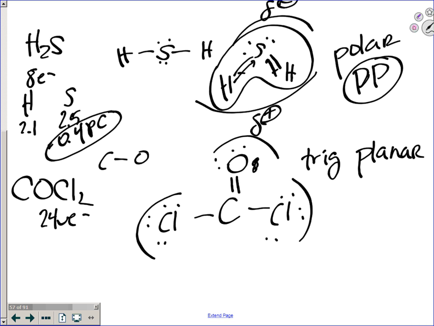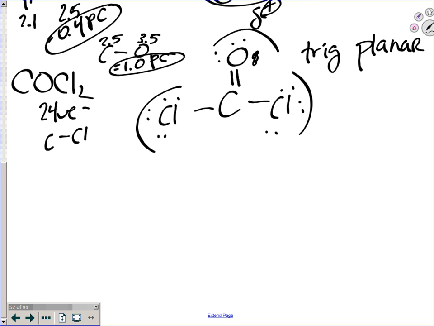Carbon is what? 2.5? 3.0? 2.5. Oxygen is a 3.5. So that is a 1.0, a polar covalent bond, definitely. And then what's the carbon to chlorine look like? 2.5 and 3, so that's a 0.5. Okay, so tell me why you guys said this was polar.